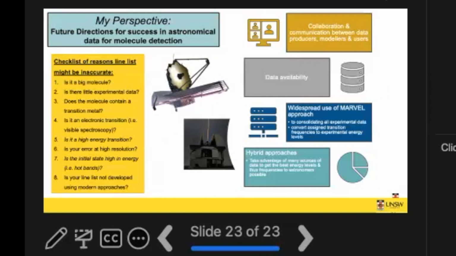Going in the future in this field, make sure data are very strong. The MARVEL approach is that experimental data coming in and using different sources of data to come together. And these are a checklist of reasons you might find issues. Come and talk to me if you're concerned.